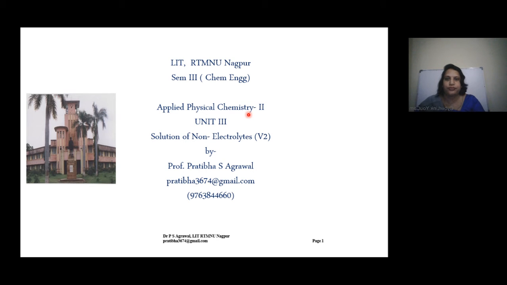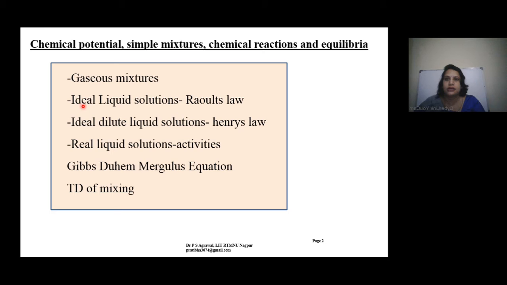Good morning. We are going to discuss the second part of Unit 3, that is the solution of non-electrolytes. In this, we will discuss some gaseous mixtures, then ideal liquid solutions obeying Raoult's law, ideal dilute liquid solutions obeying Henry's law. We will see the Gibbs-Duhem-Margules equation and the thermodynamics of mixing. When the liquids are mixed, what are the thermodynamic properties?